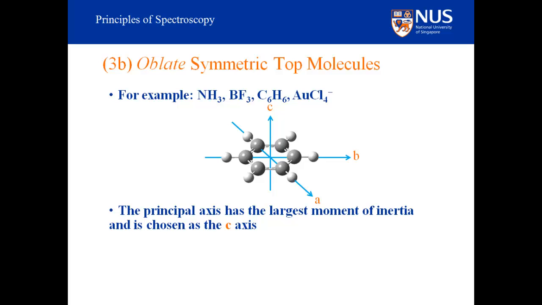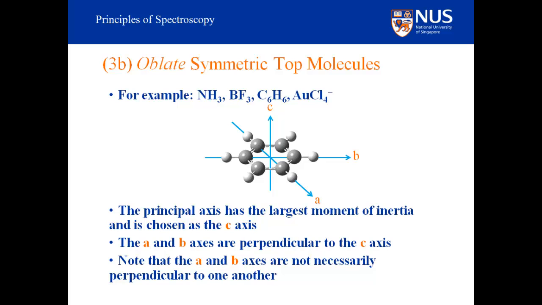The principal axis has the largest moment of inertia this time, so it is the C-axis. The A and B axes are perpendicular to the C-axis, but not necessarily perpendicular to each other. And this time, the moment of inertia around the C-axis is larger than that around the A and B axes, which are equal to one another.